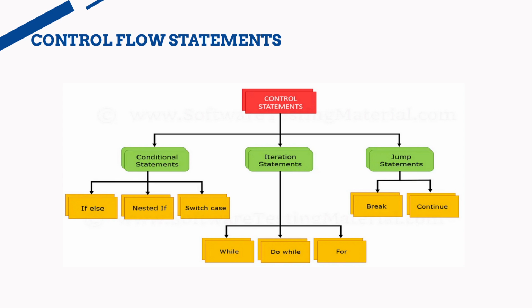Next is control flow statements. The control flow statements are divided into three categories: conditional statements, iteration statements or looping statements, and jump statements. The conditional statements are if else, nested if, switch case. The iteration statements are while, do while, for. Jump statements are break and continue.